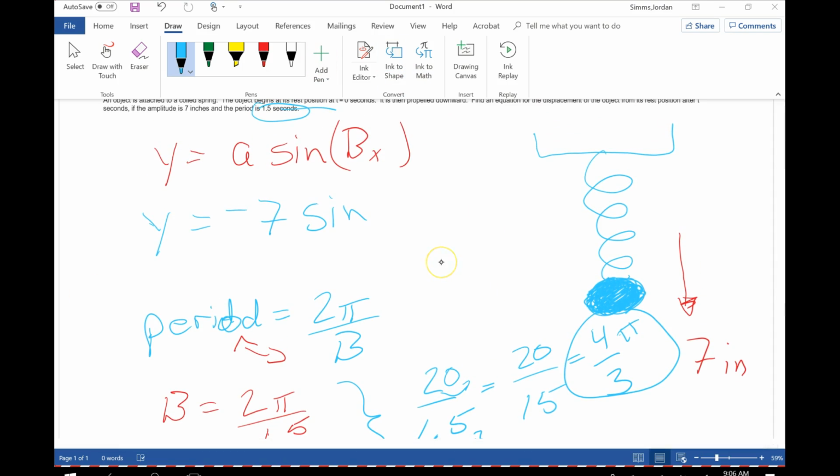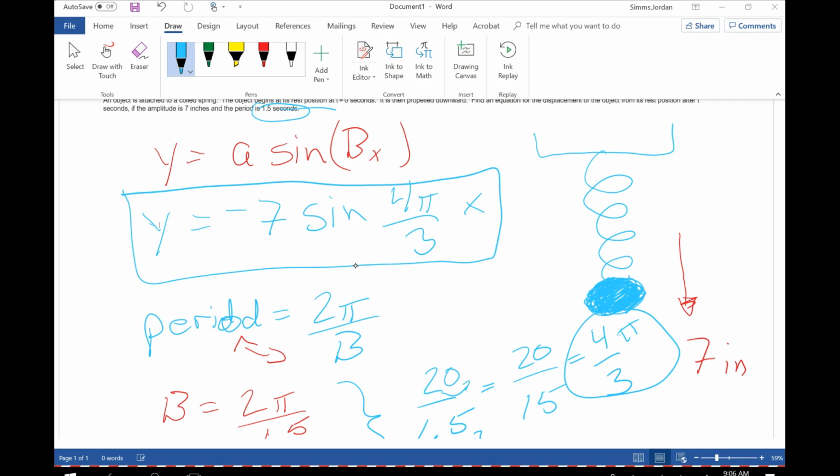So again, now we can just write that in. That's going to be 4 pi over 3x. And again, I forget if they use brackets or not, but it really doesn't matter in this one. There's our equation right there, buddy. So I hope that helps.